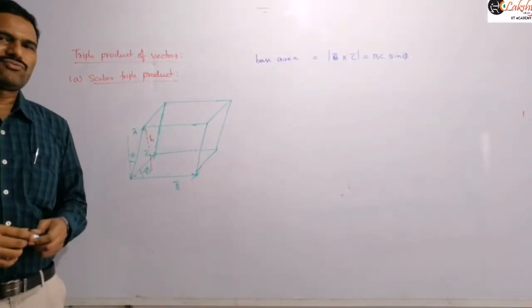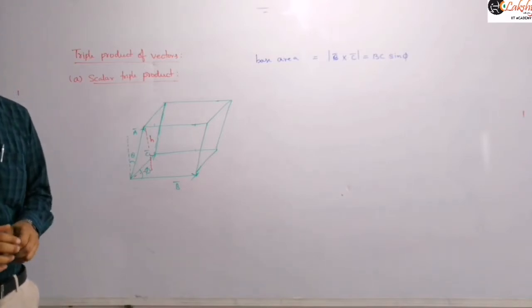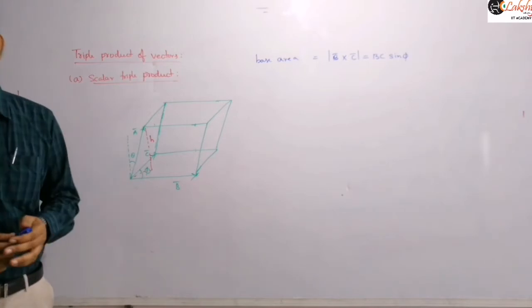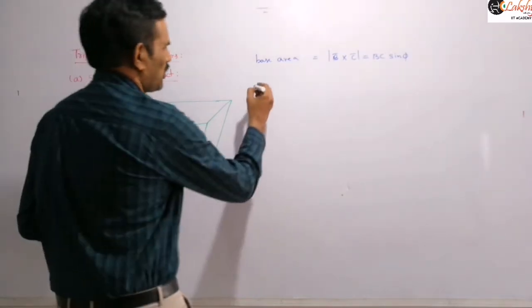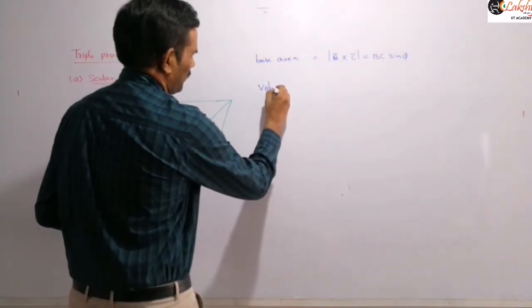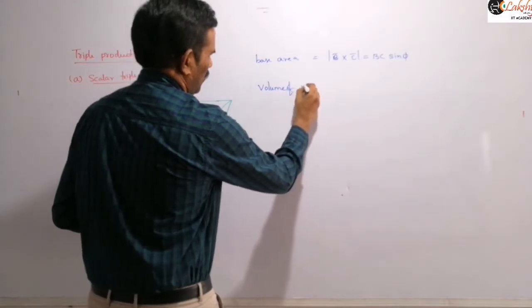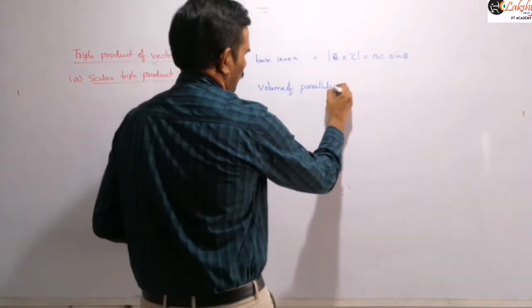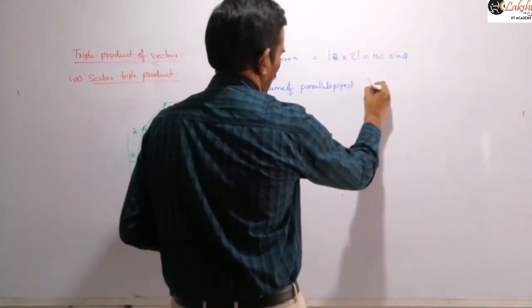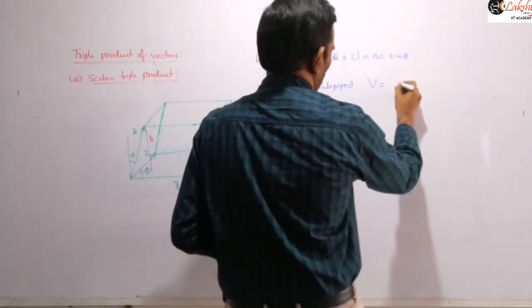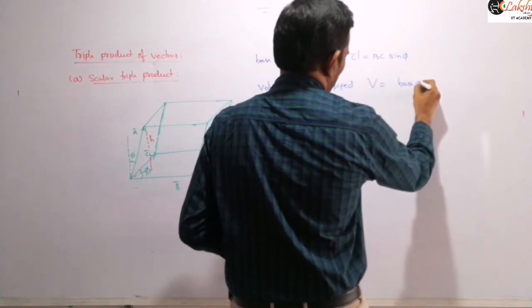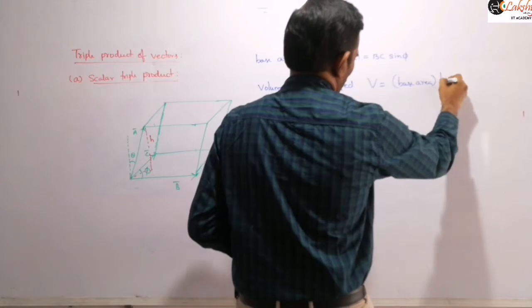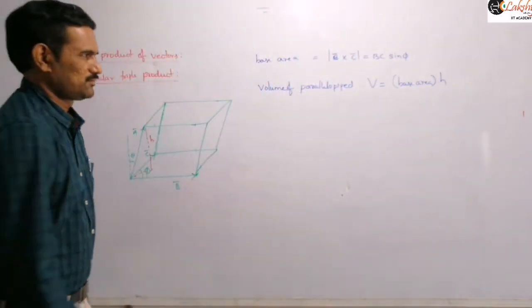And now suppose you want to find the volume of this parallelepiped. Then the volume of this parallelepiped means this base area into the altitude of this parallelepiped. Therefore this volume we can write here as volume of this parallelepiped is equal to base area into h, height we need to write.